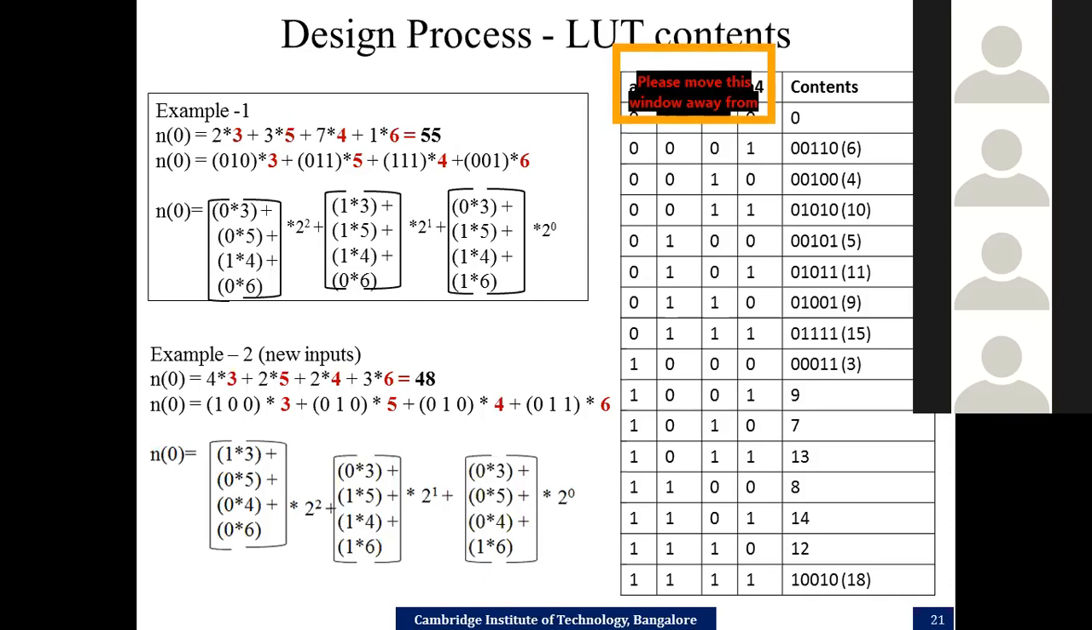See, I've just taken example 1. In example 1, I have taken the output as 2 into 3, 3 into 5, 7 into 4, 1 into 6, where 3, 5, 4, 6 are the weights highlighted in red color. Once trained, the weights will not change, but inputs will keep changing. So the next input is 4, 2, 2, 3, and the output is 48. Now what I did, I took 2, 3, 7, 1, represented them in binary format, then rearranged them in terms of LSBs and MSBs, and I got this expression.